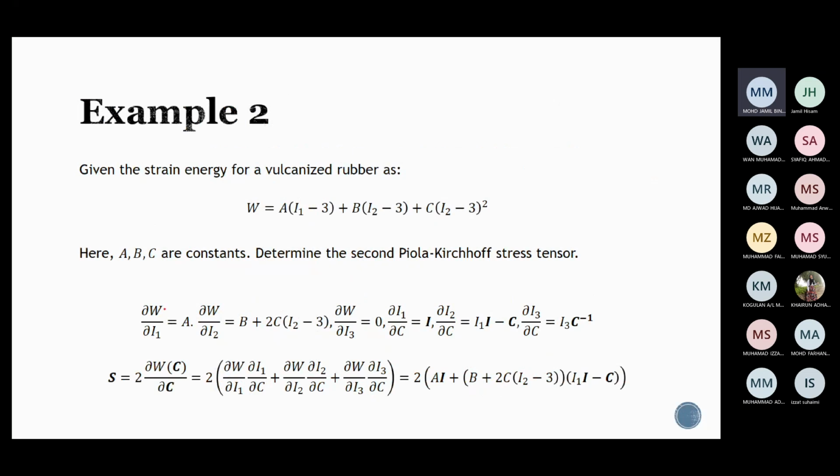So firstly, you find del W del I1 equals A, del W del I2, del W del I3, and so on. Okay, so make sure you know how to differentiate the equation correctly. That's the only problem that you are going to have when finding these differentiations. After you found all of them, you can substitute into this formula, and then you get the final second Piola-Kirchhoff stress tensor equals this.